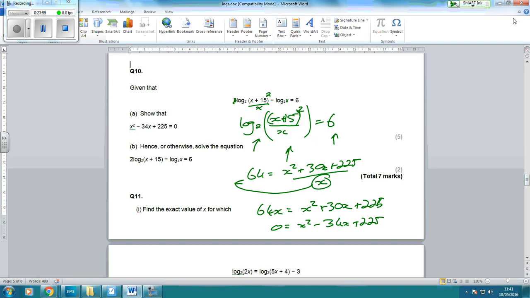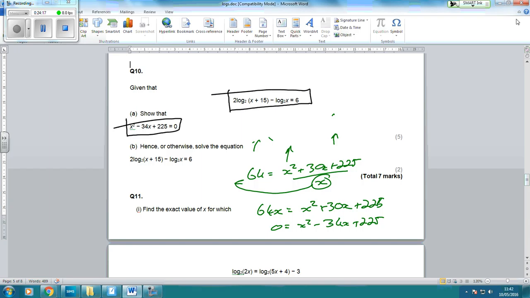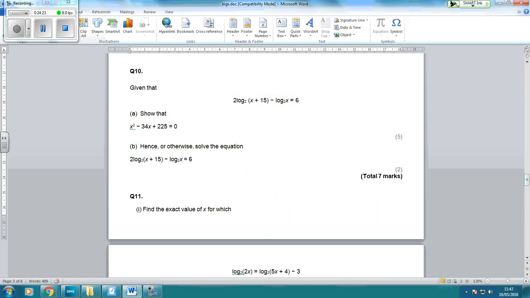So it's spot on. And then exactly the same as last time, they said solve this equation. So that's the same as that equation. So what we've just showed is that this can also be written as this. So all we've then got to do is solve it. And generally it will factorize nicely.